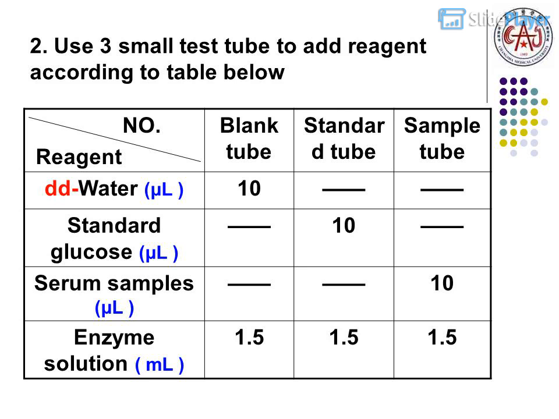2. Use 3 small test tubes to add reagents according to the table below. Number, reagent: blank tube, standard tube, sample tube. DD water, microliter. Standard glucose, microliter. Serum samples, microliter. Enzyme solution, milliliter.